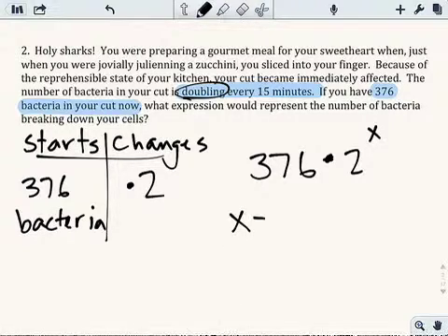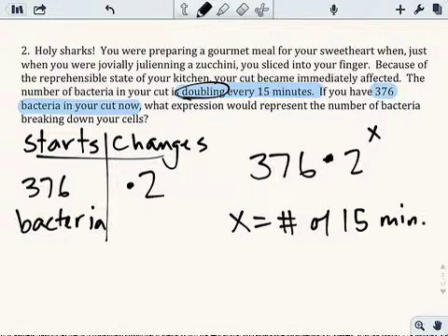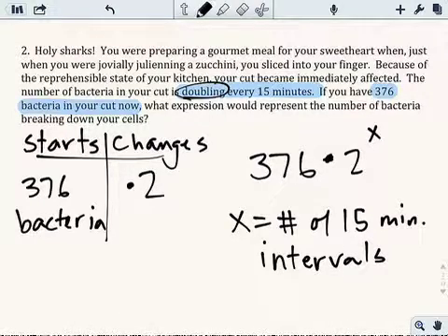And x is going to be a little bit difficult this time. X is the number of 15-minute intervals, because every 15 minutes it doubles. So that's another example. You're looking for phrases like doubling or something like that to tell you that you're dealing with a multiplication pattern. I hope this has been helpful.